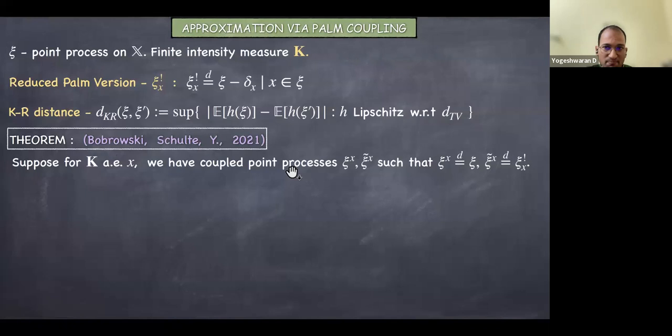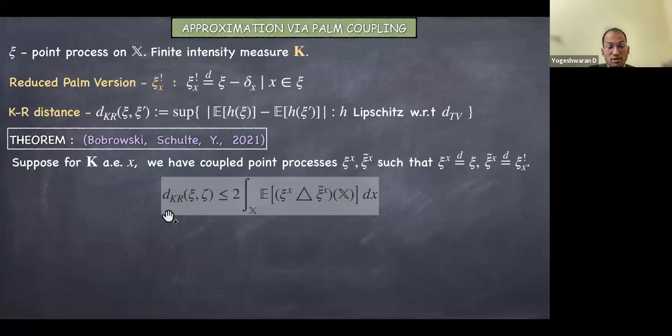Now what do we say? That in Kantorovich-Rubinstein distance, the distance is at most two times the integral of the expectation of the symmetric difference as multisets. Remember, these are point processes. I don't assume simple; they can have multiple points. I take the symmetric difference as multisets between this coupling, these two point processes, one the original point process, the other the reduced Palm, and look at the total number of points in the entire space X. The symmetric difference, expectation, and integral over all x. That's it. This is what we say is a bound.